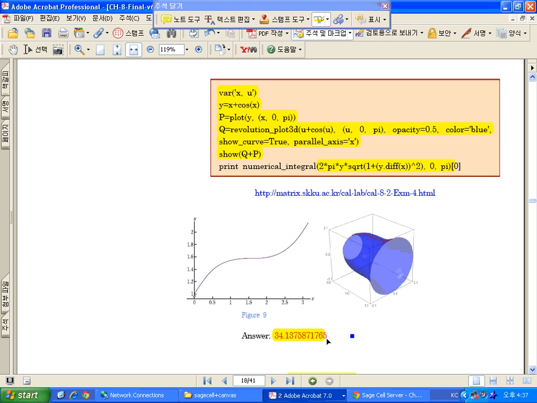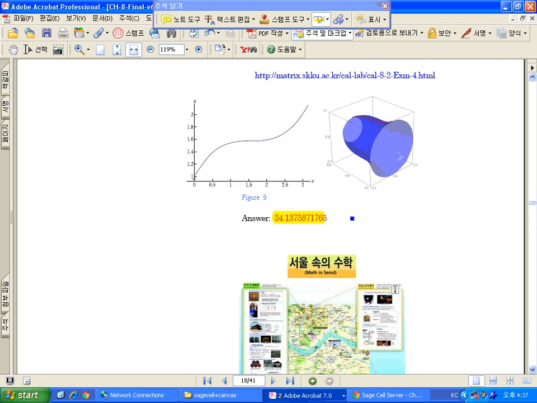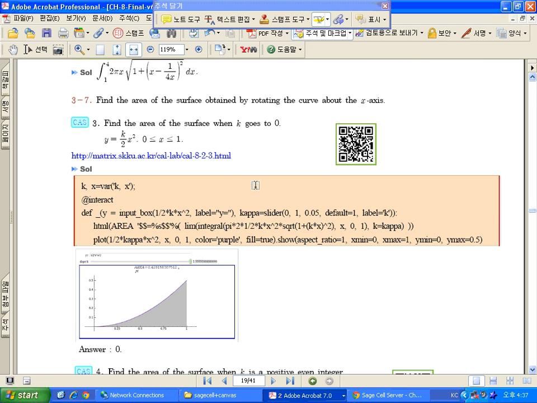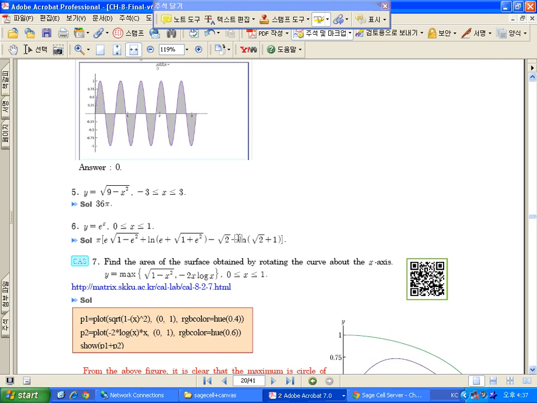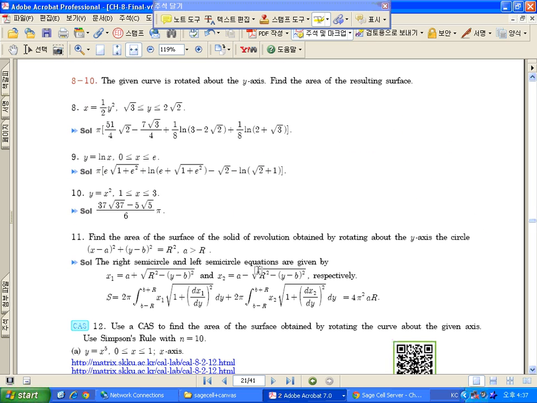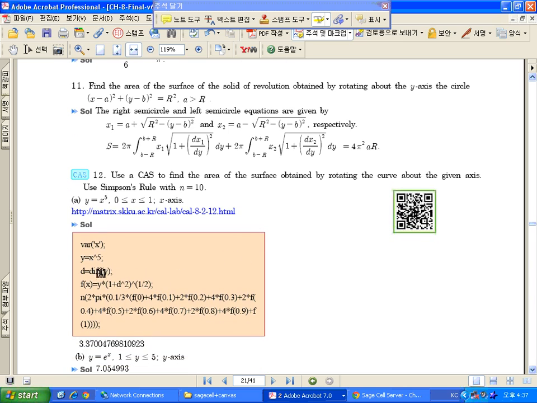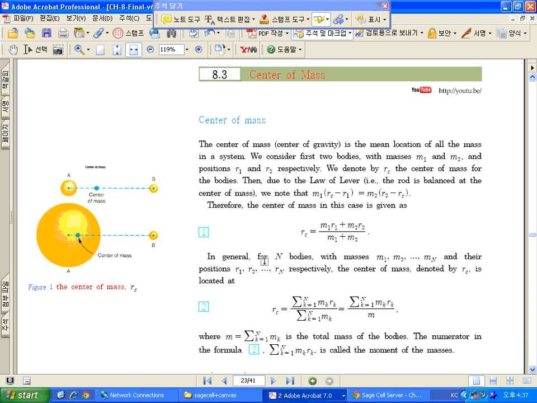So you may find the exact answer, or you can use the numerical value of the integration in this way. You can use those codes for other problems in the exercise in section 8.2. Here is some code that was introduced, so you may use it to draw the figure of the function in the problem and to do the integration with the formulas that you have here. That will help you solve most of the problems in section 8.2. I think that's it for section 8.2. Any questions?